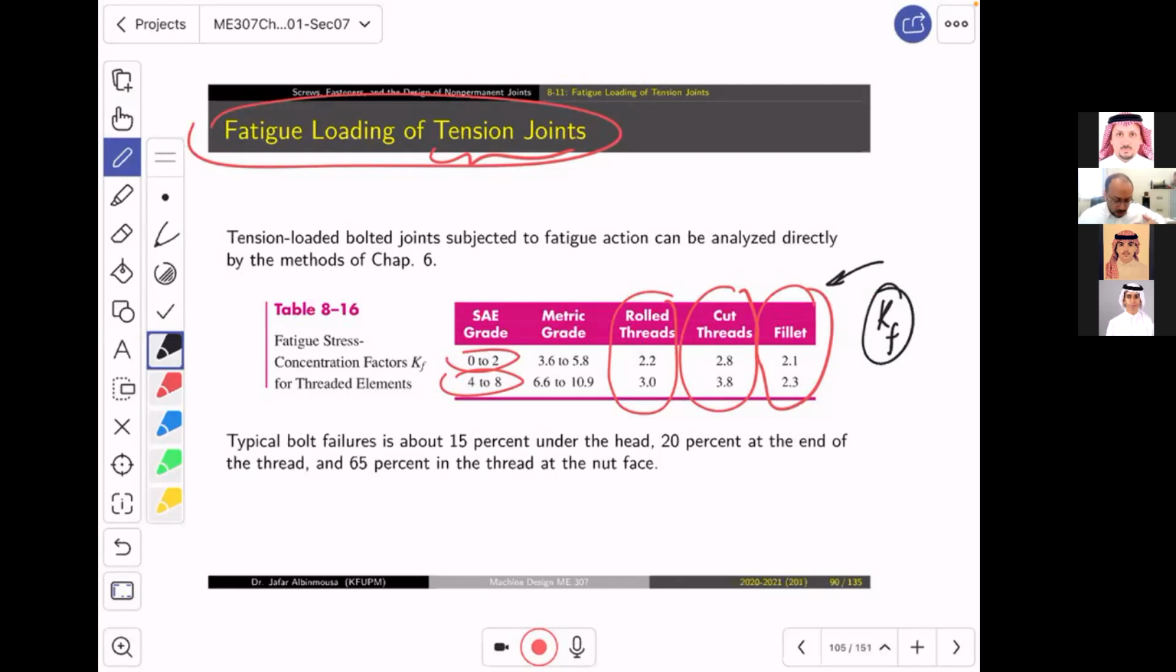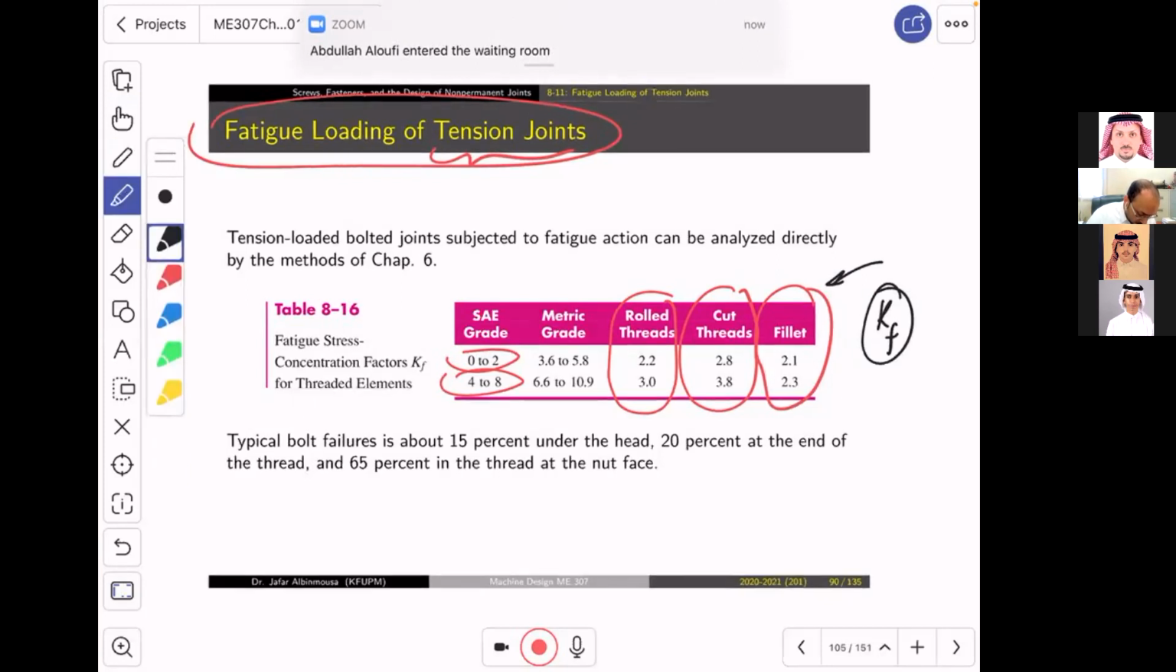Basically, there is an information which I put here as a note, but last class, I honestly didn't comment on it, which is the failure of the bolt. Typically, the failure of the bolt is about 15% under the head of the bolt, and 20% at the end of the thread, and 65% at the interface between the thread and the nut face. So you should expect the majority of failure to happen within the nut.